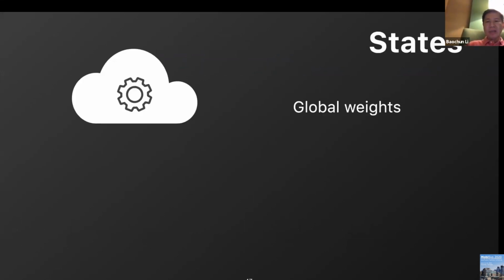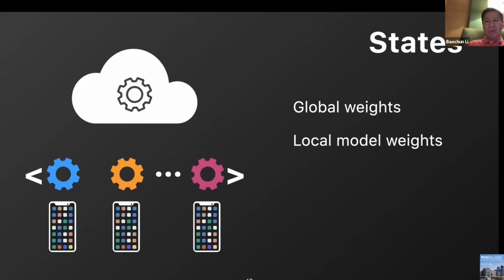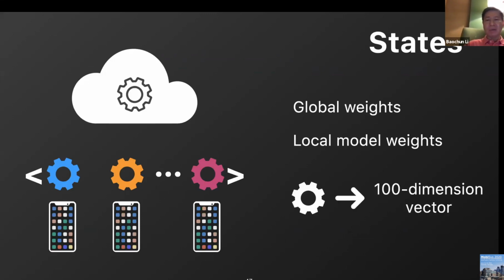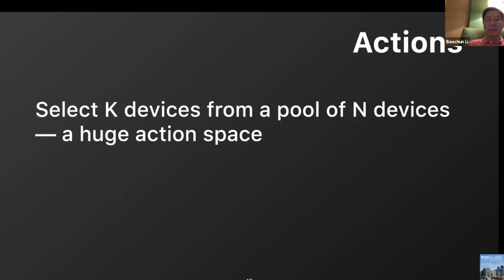In terms of the states, it is going to include the global weights and the local model weights that we have. And because we will have over 400,000 model weights, we would like to, again, apply principal component analysis and reduce the number of dimensions. The reason that we do this is because we need to train as quickly as we can. So having too many dimensions is not going to help our training converge quickly. That's why we need to reduce the number of dimensions.